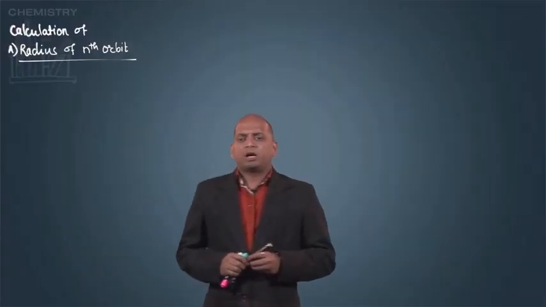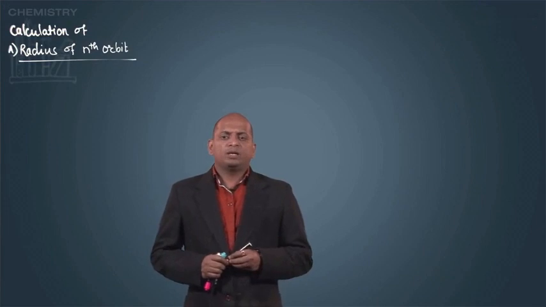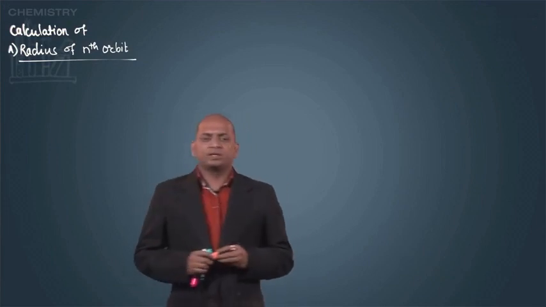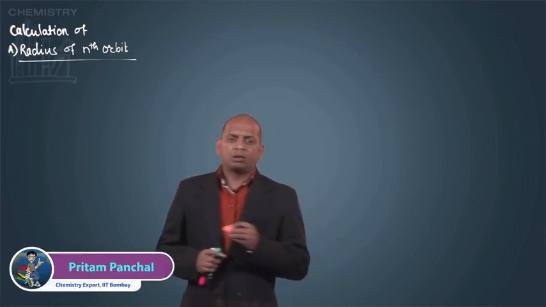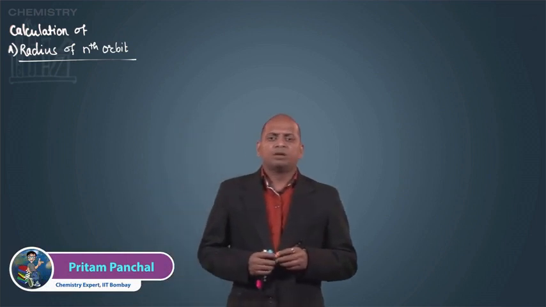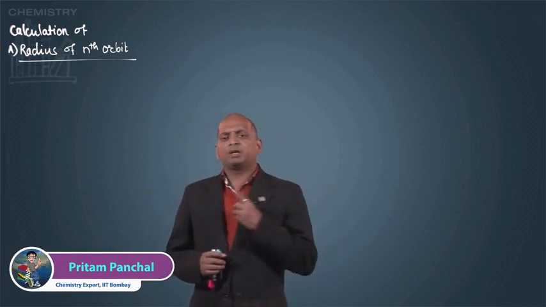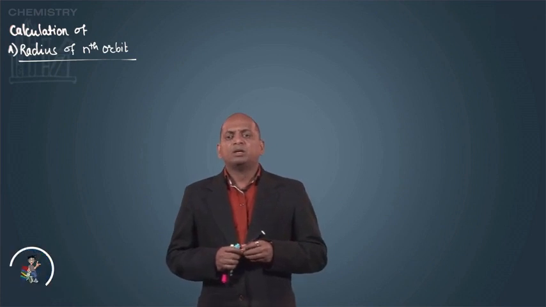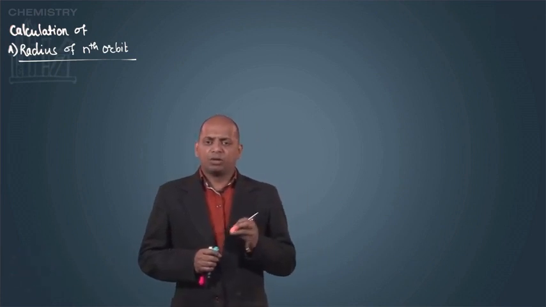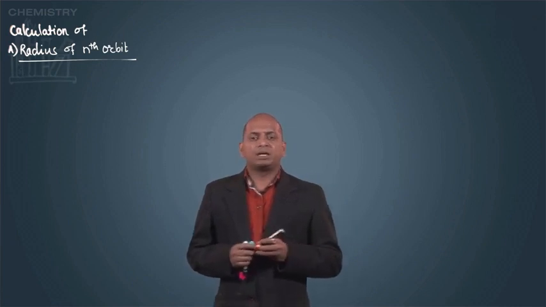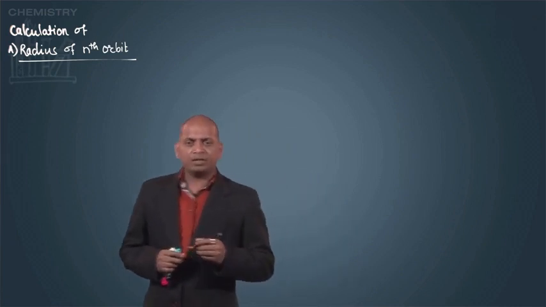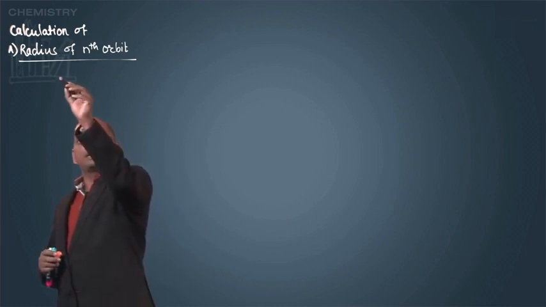In continuation with the atomic structure, now we are going to derive some relations for calculation of the radius of the nth orbital by using Bohr's concept. In Rutherford as well as in Bohr's concept, we know that the electrons are revolving around a nucleus. So the force of attraction, that is the Coulombic force, is balanced by the centrifugal force.